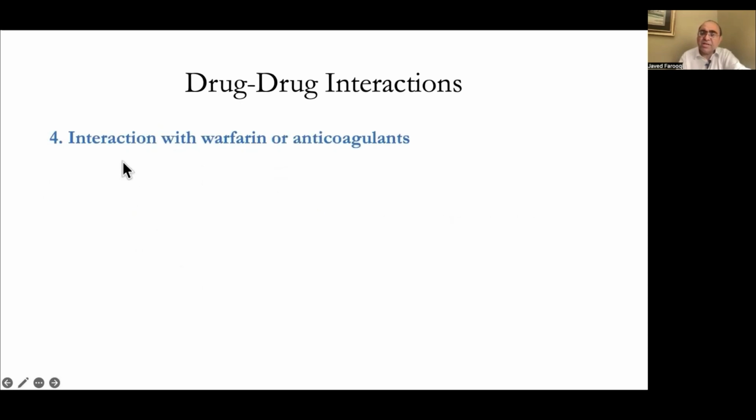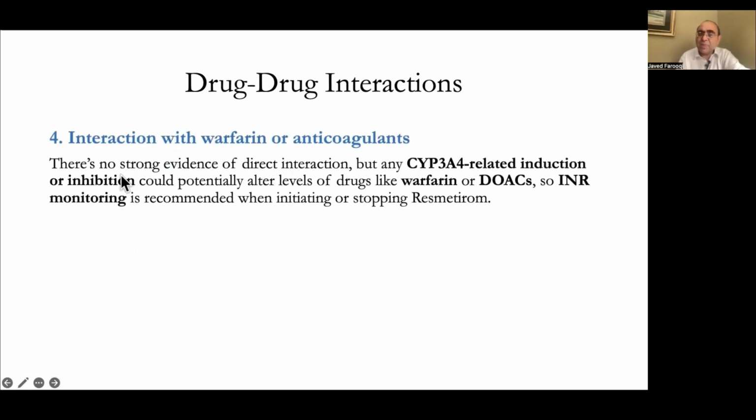And the fourth category is because of interaction with warfarin or anticoagulants. There is no strong evidence of direct interaction, but any CYP3A4 related induction or inhibition would potentially alter levels of drugs like warfarin or direct oral anticoagulants. So INR monitoring is recommended when initiating or stopping resmetirom.